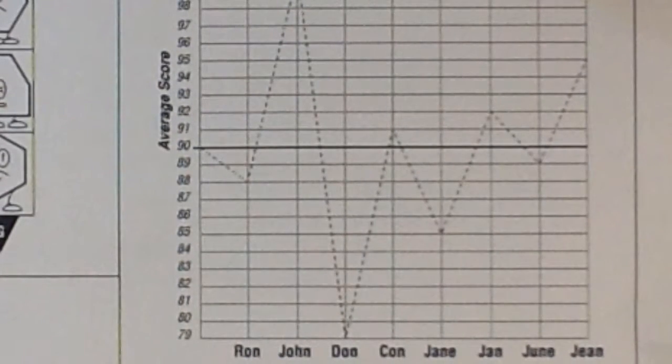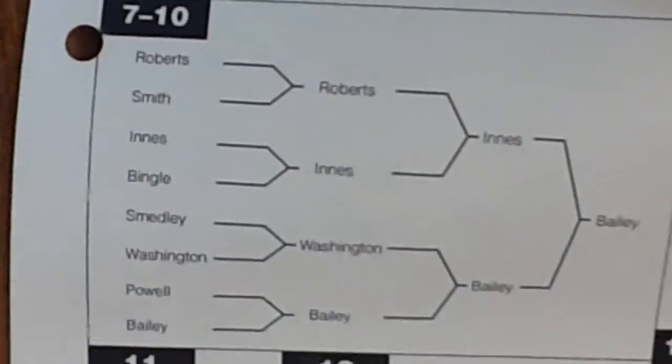Number 3, what was Ron's score? Number 4, how many marks above the class average was Jean's score? Number 5, who got the highest score? And number 6, how far below the class average was Dawn's score?